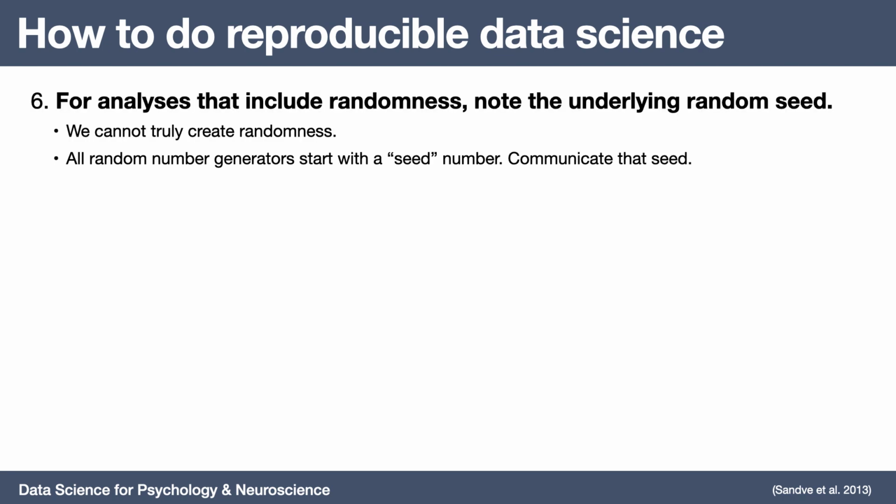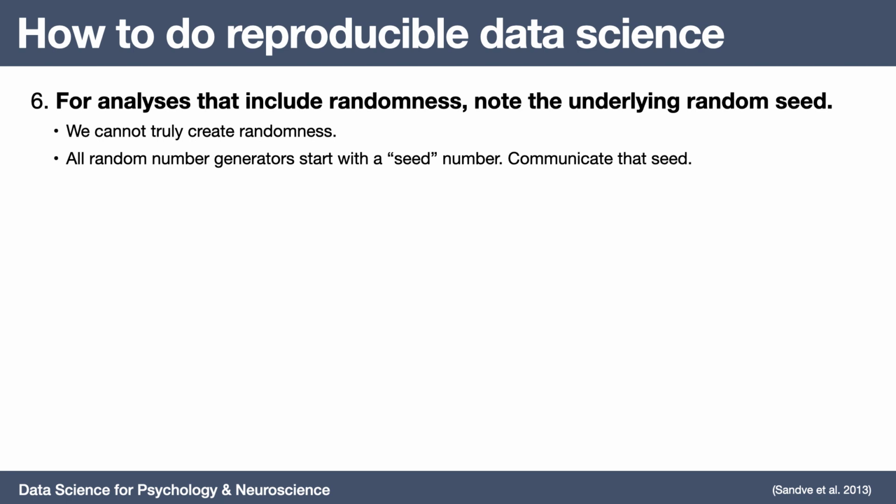6, for analyses that include randomness, let's say permutation testing or bootstrapping, note the underlying random seed. This is one that people often don't do or forget to do. We actually cannot, as humans, create randomness. Nothing is really random. Computers are deterministic systems.